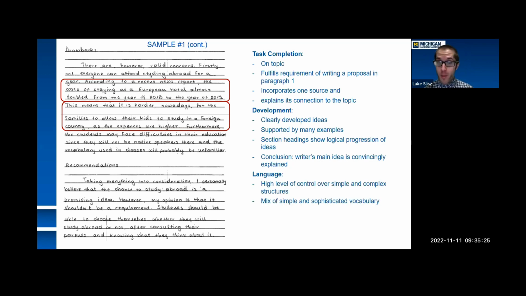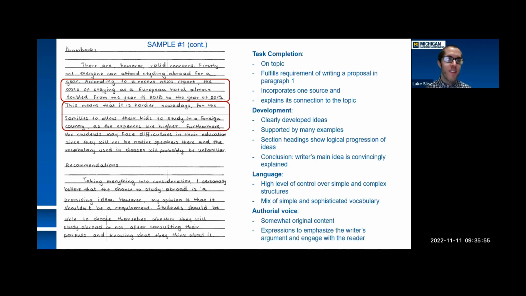And then the language, you probably heard when Fernando was reading it, he did not stumble very much. It was very easy for him to read. Even though there are many complex structures here, a lot of sophisticated vocabulary, it's all used correctly with almost no mistakes. And the writer very effectively moves back and forth between simple language, simple vocabulary, simple grammar structures, and more complex ones. So they're able to effectively communicate their points through that.